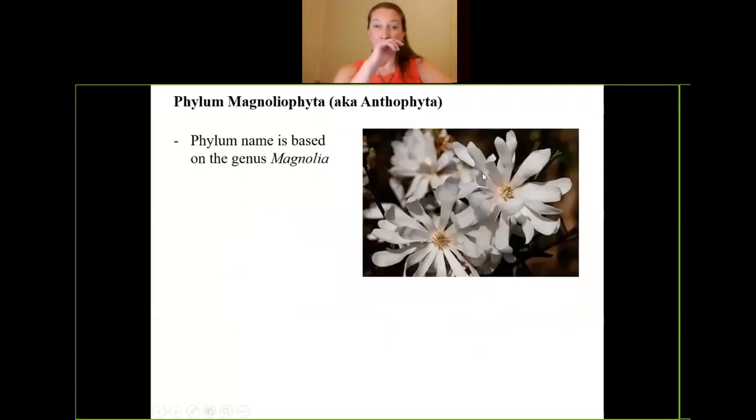Okay. So all angiosperms, all 366,000 of them, right, are in the same phylum, which is Magnoliophyta. Some of your sources might say Anthophyta. That's an older phylum name. Nowadays, we say Magnoliophyta.